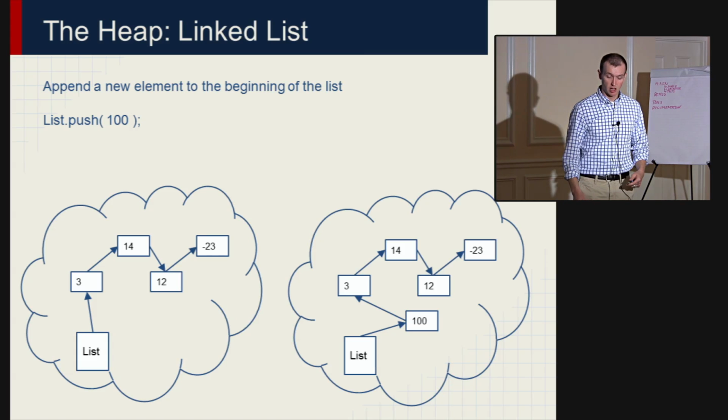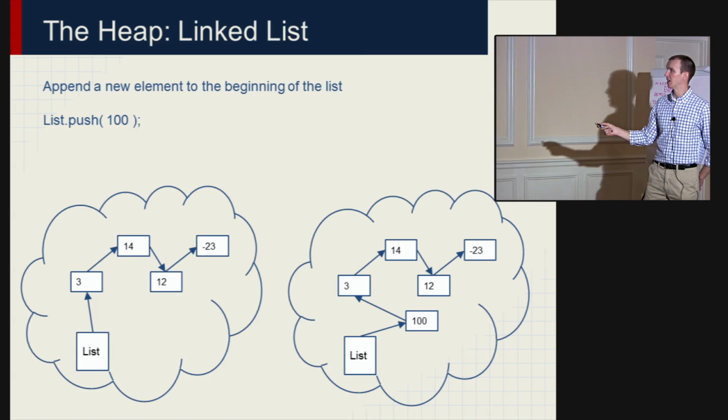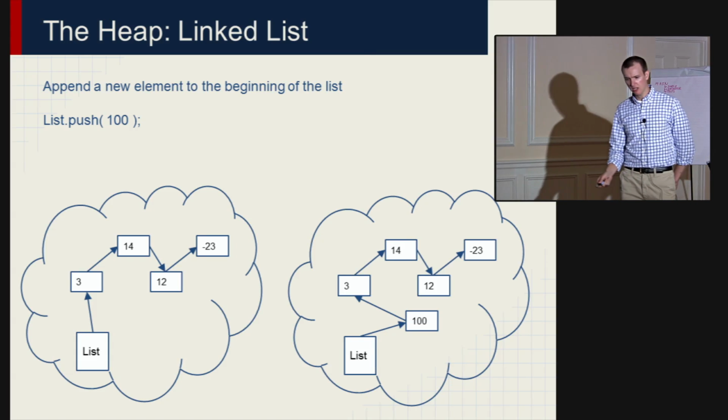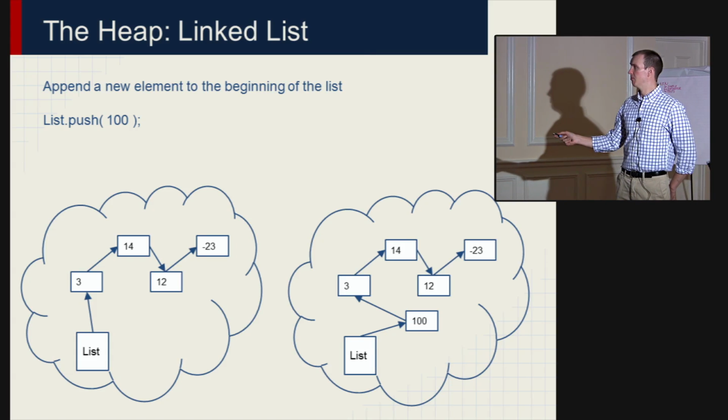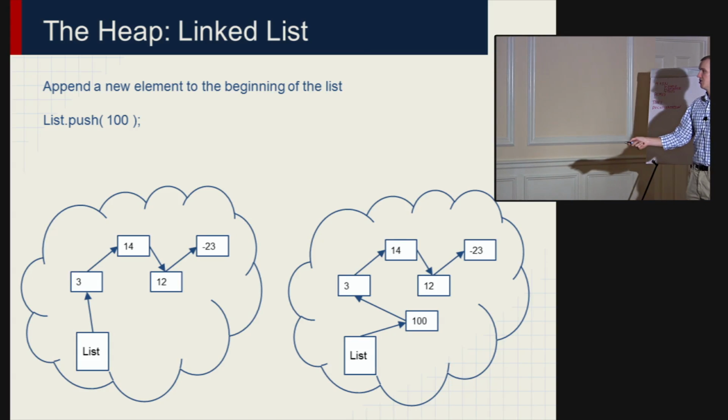All right, so what would it look like to append a new element to the beginning of the list? Let's say this is the list that I have so far. Here's my list. The head pointer points at 3, 3's next pointer points at 14, 14's next pointer points at 12, and 12's next pointer points at negative 23. If I were to push the value 100 into this list, I'd change the way memory looked so that there's this new node with a value of 100 that's the first thing pointed to. It's going to be the head pointer, and it's going to have its next pointer pointing at 3, at the previous head.